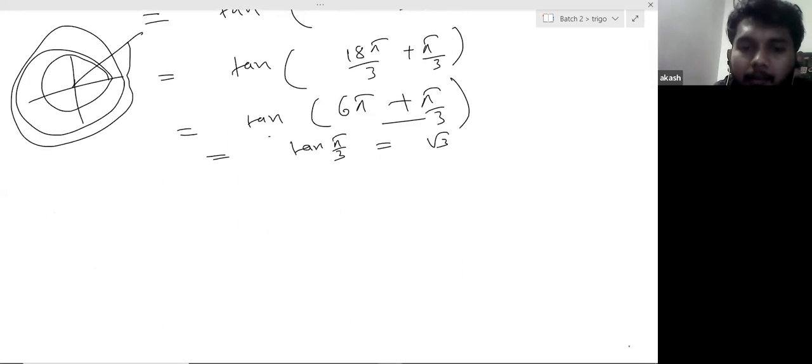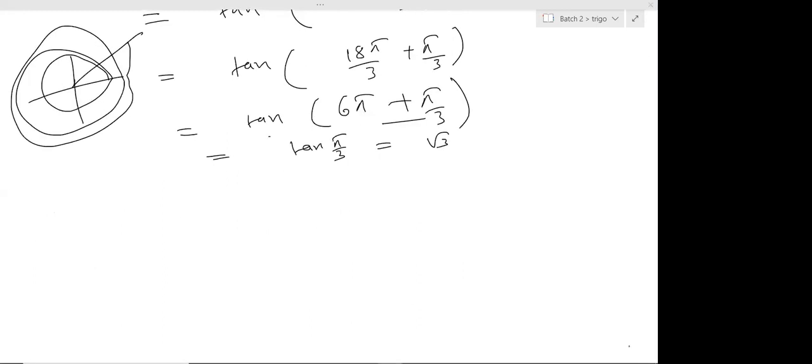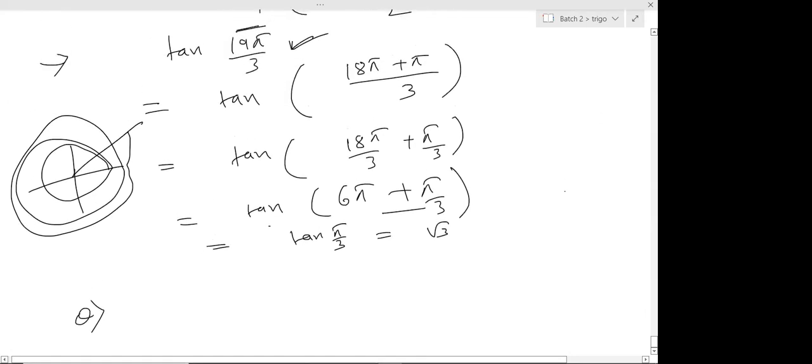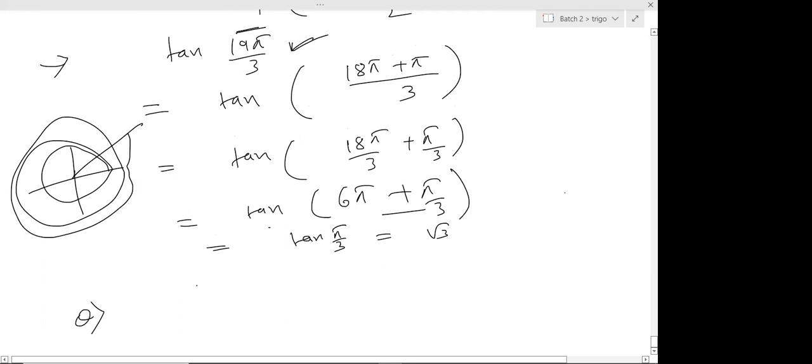Okay, then let's solve a few questions. If you want to note it down, then note it down also. The question is cos minus 8 pi by 3. Try to solve this one.